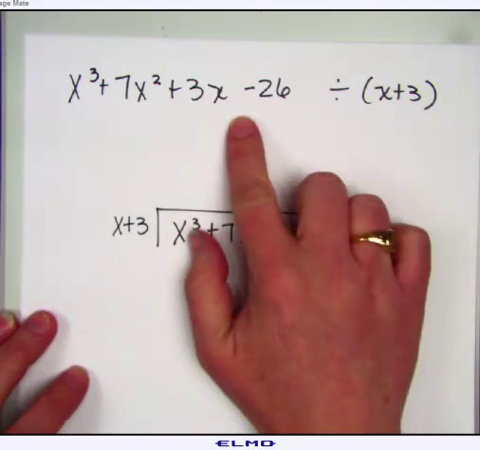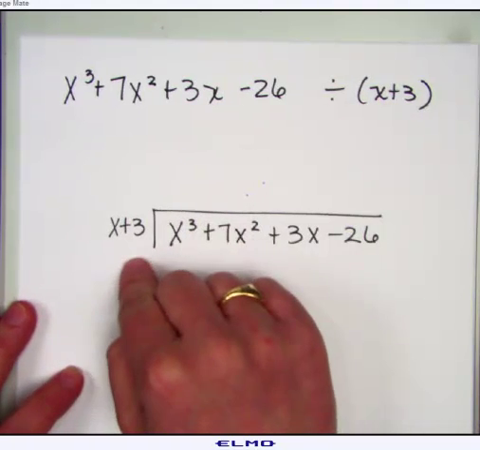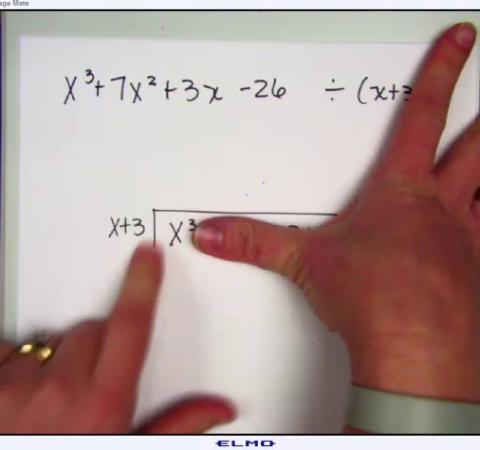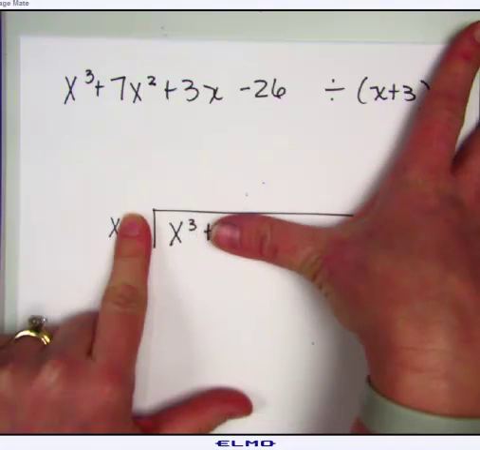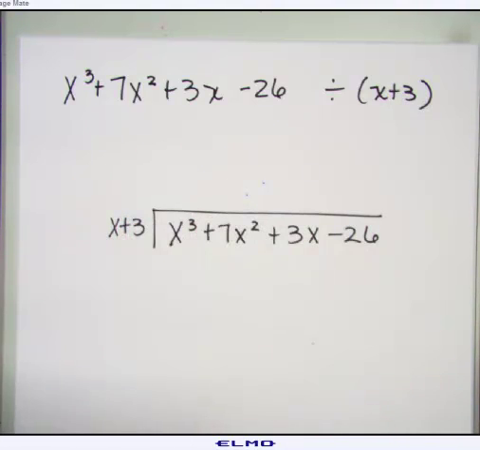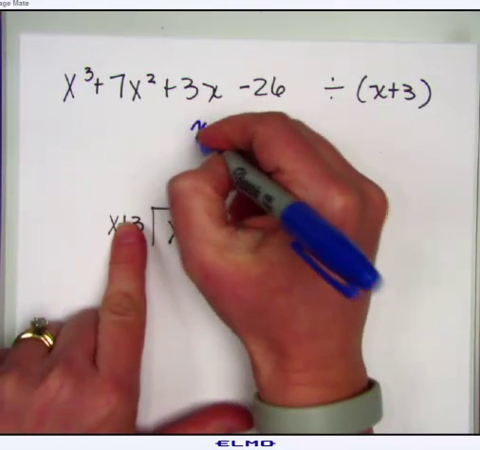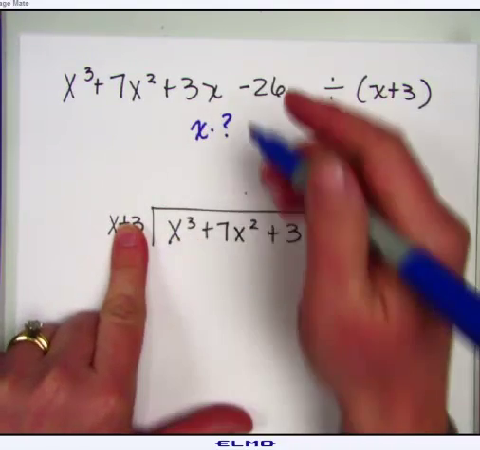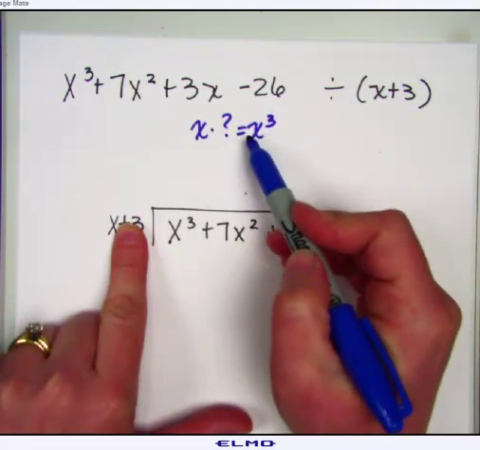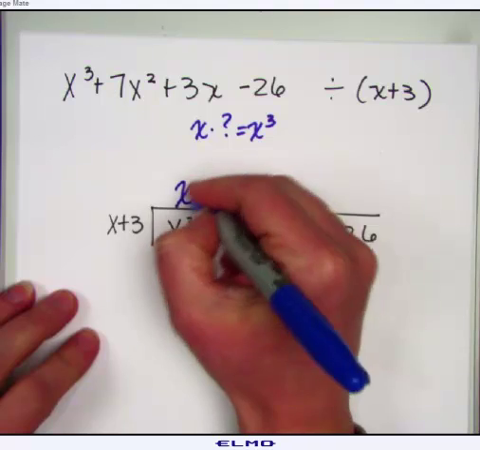Okay, here's your problem. We're dividing, so we're just going to set this up as long division. Now remember, our first step is to forget about everything but our two first terms. So I have an x and an x cubed. And the way this works is I ask myself, x times what is going to give me x cubed? Okay, so I've got one of the x's, I just need two more, so that's going to be x squared.